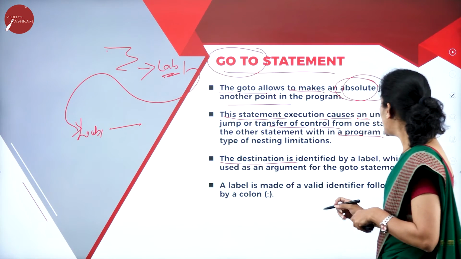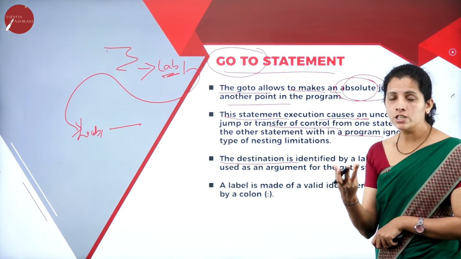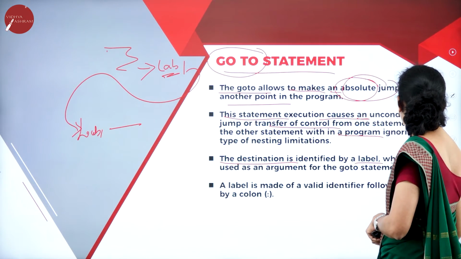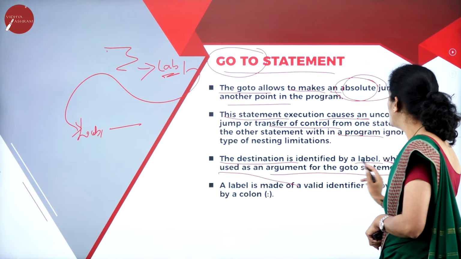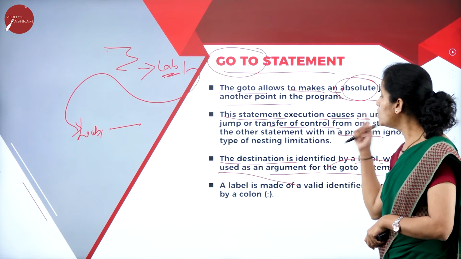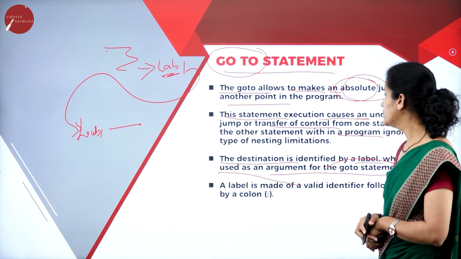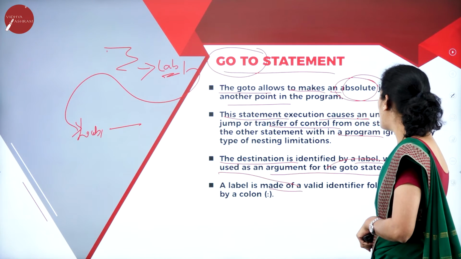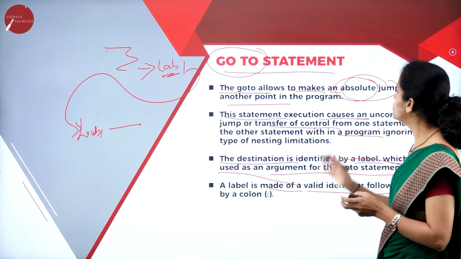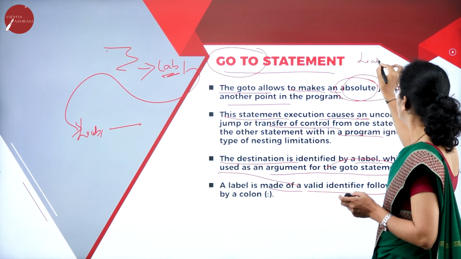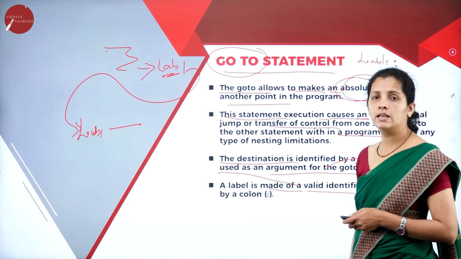The destination is identified by the label. How am I going to identify the destination? That is with the help of the label, which is then used as the argument for the goto statement. A label is made of a valid identifier followed by a colon. First I need to specify the label, then the colon. This is the way I can use the goto statement in my program.